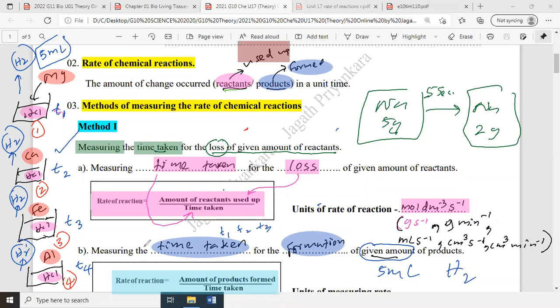Did you all get this now? Otherwise you are just memorizing this: measuring the time taken for the formation of a given amount of product. You memorize this, and you are expecting the same thing in the exam. If that is not coming, you are telling the paper is hard. No wonder. Remember that.